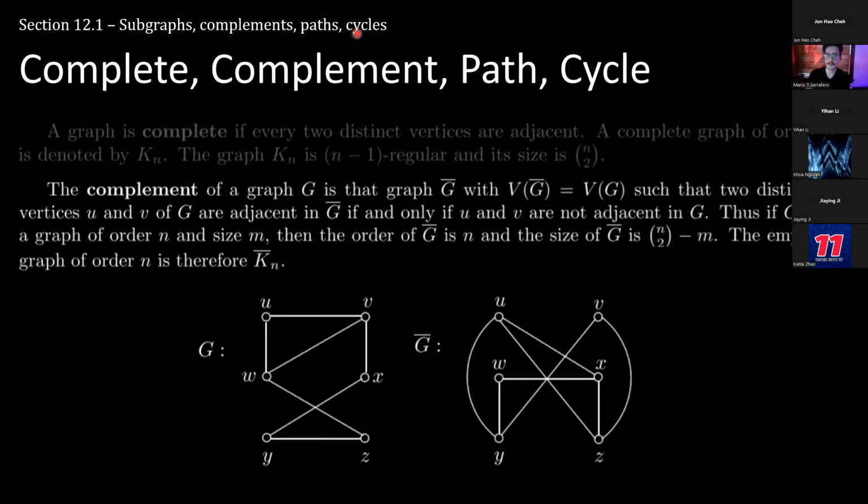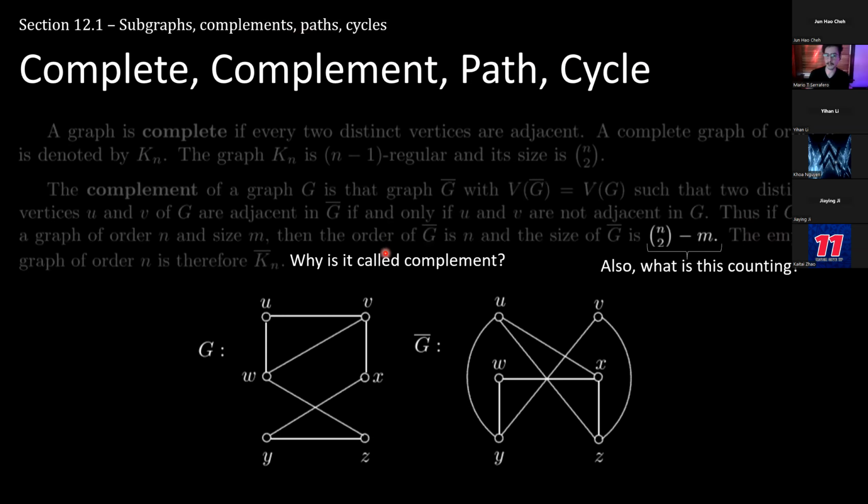I guess if it's not clear by now, I'm going to ask you questions. First, why is it called a complement? And second of all, since we come from a combinatorics text, can anyone tell me what this is counting? Specifically, what is this?